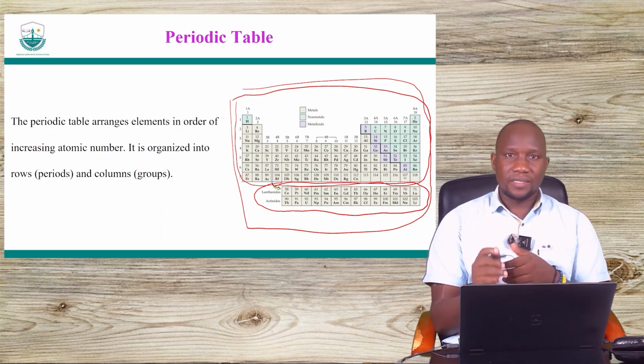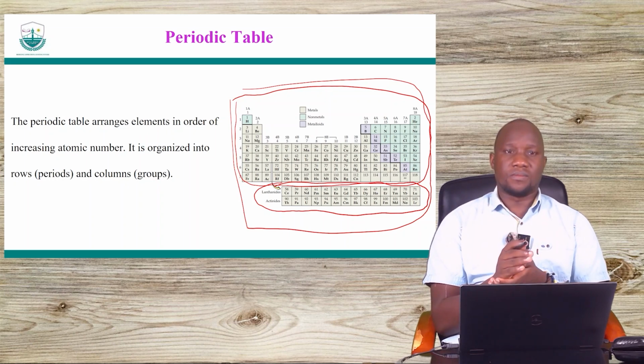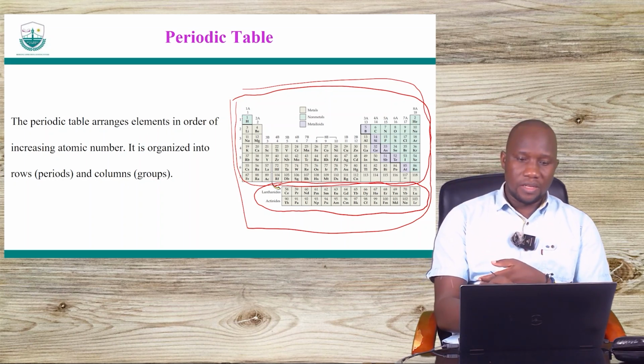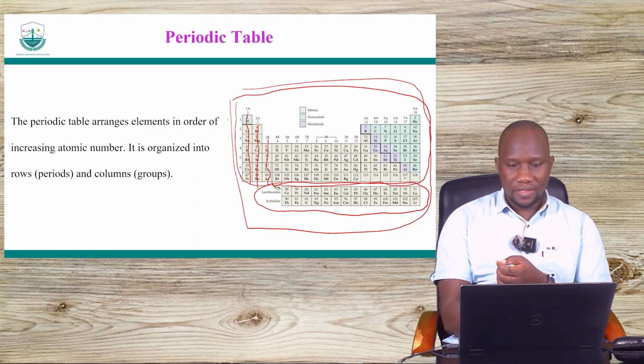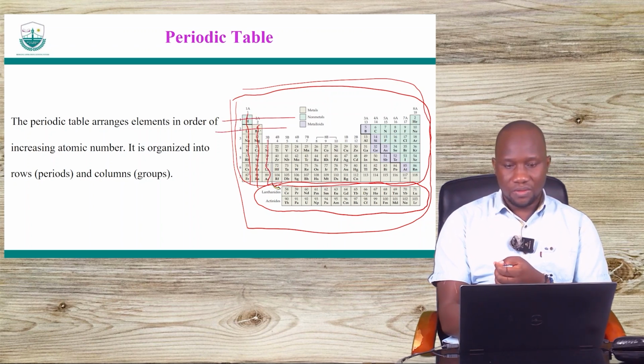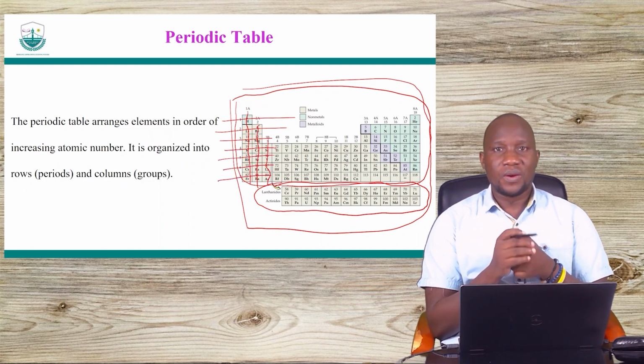It has rows and columns. These are the columns. This is a column. This is a column. This is a column. And then this is a row. This is a row. This is a row. That is a row. Right?